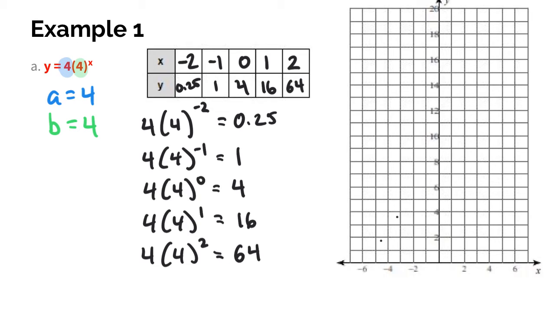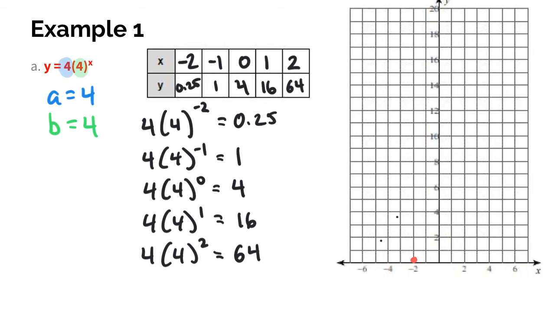So plotting these points, I'll show this here in red. Plotting these points, I'm going to use just my inputs and outputs. So my first input is -2, and I got an output of 0.25. So 0.25 is going to be about a quarter of the way up. It's just a little bit above 0, and it's between 0 and 1.